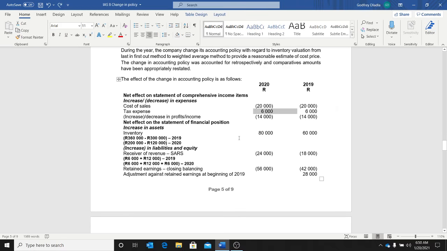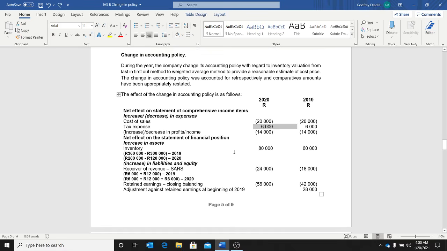Okay. Now, one nice thing about this is that you need to define this and show us what is happening. What I've highlighted, the cost of sales is decreasing by 20 and 20. 20 in 2020 and 20 in 2019. The tax is increasing by 6 in 2020 and 6 in 2019, which gives you the net. 20 minus 6 gives us 14.